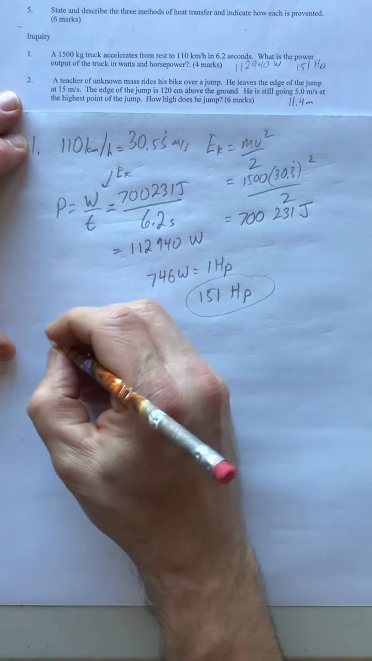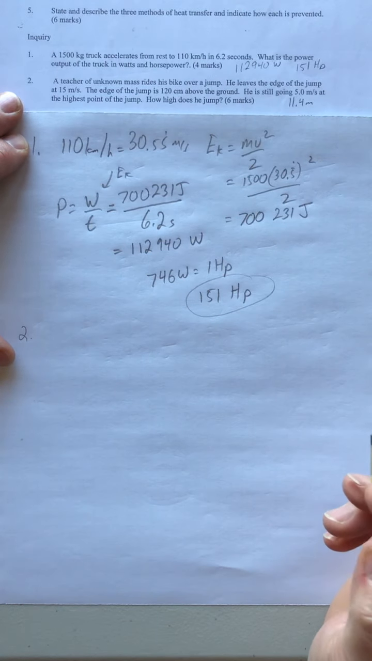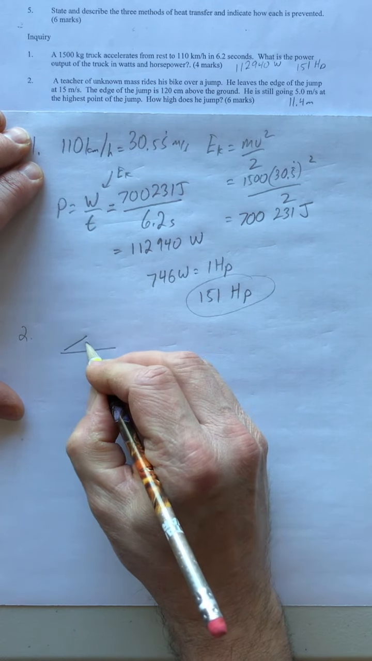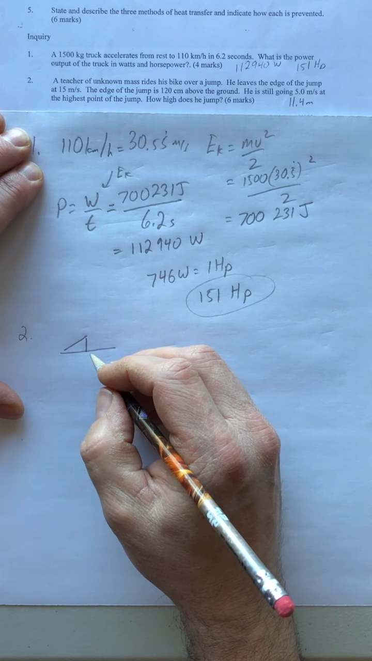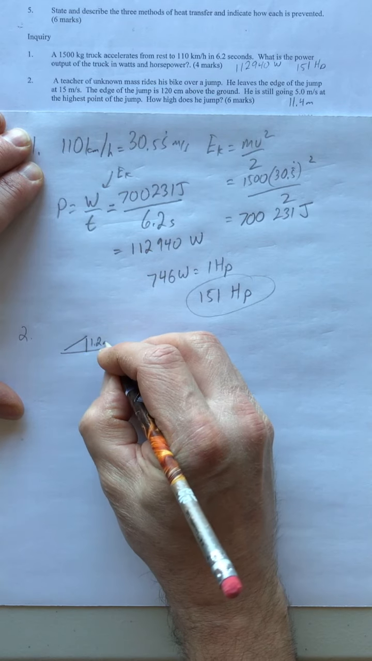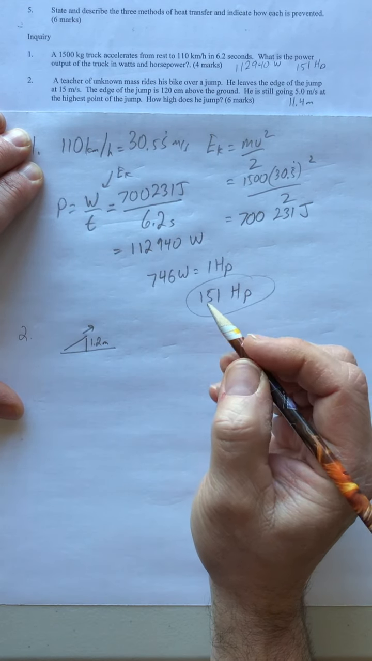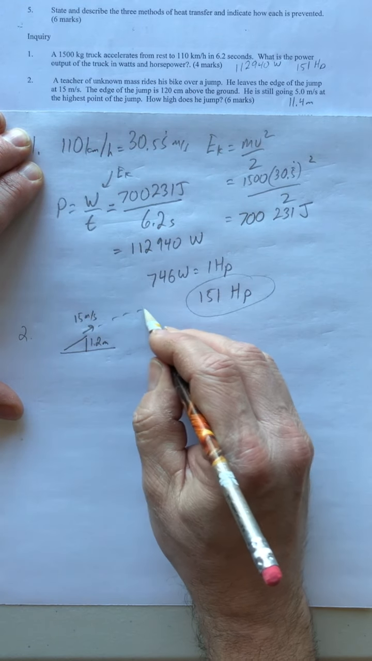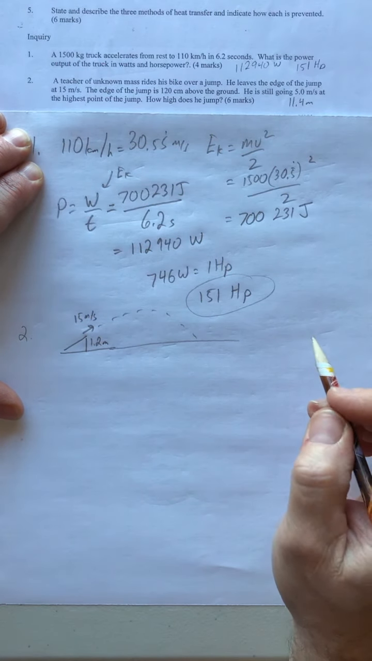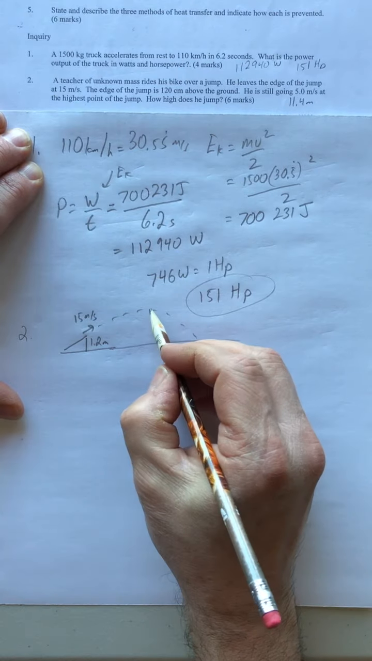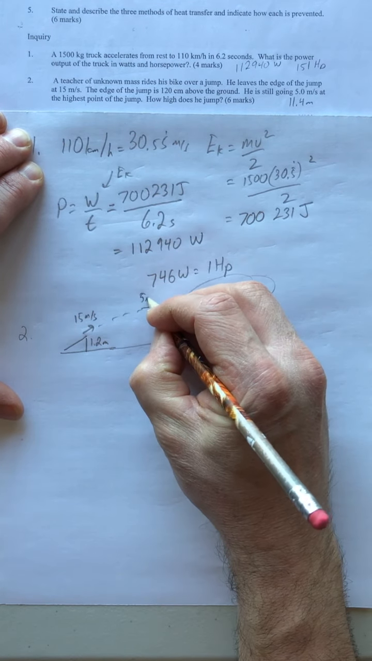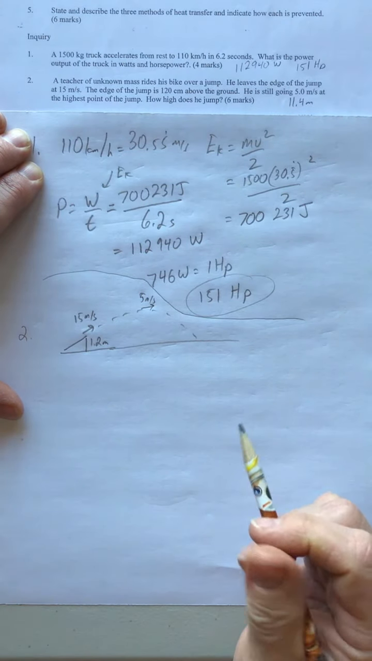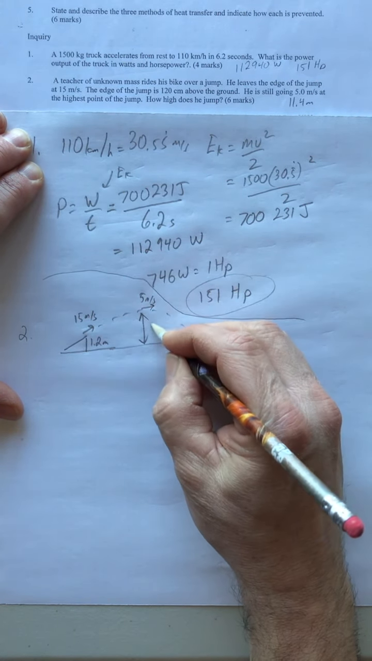It just sounds cool. Okay, teacher of unknown mass rides his bike over a jump. He leaves the edge of the jump, which is 1.2 meters, and the velocity is 15 meters per second. And it goes up, and it comes back down again. He's still going 5 meters per second at the highest point. And we want to know the height.